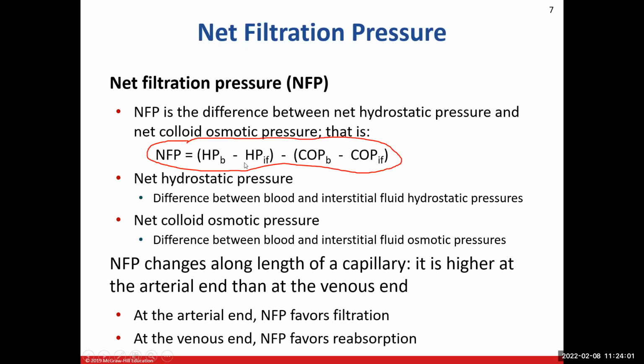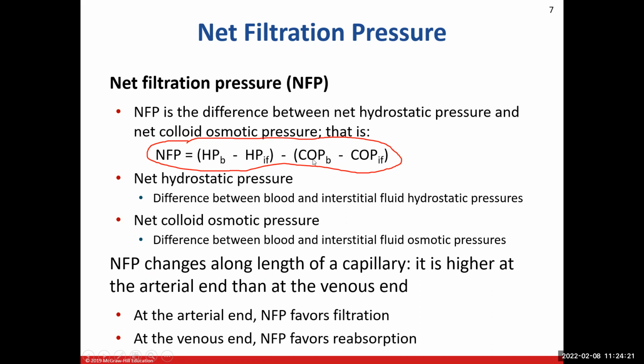We're going to take the difference of the hydrostatic pressure that the interstitial fluid is exerting on that blood vessel wall. That's going to be the pressure pushing inwards because of the interstitial fluid pressure there. But again, that's virtually zero. So we're going to take the difference of those two.